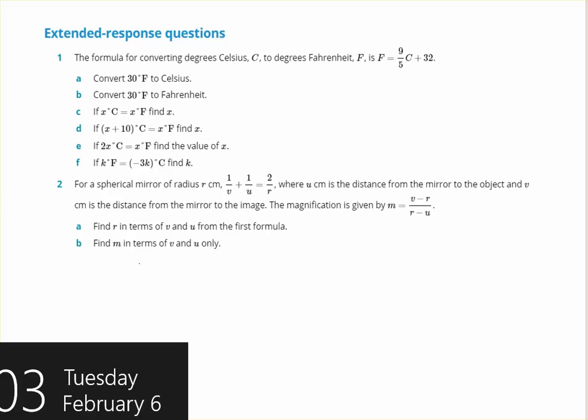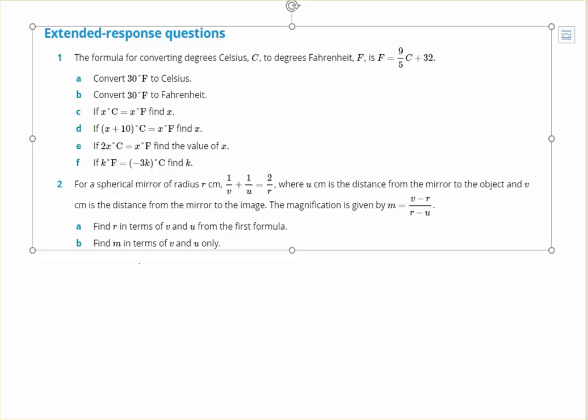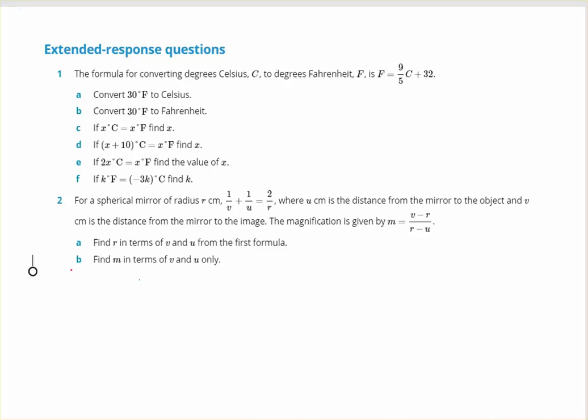Just for Year 11 Methods, we're going to look at questions 1 and 2 from the extended response questions of the Chapter 1 review. For question 1, we're basically given a formula to convert degrees Celsius to Fahrenheit and vice versa.